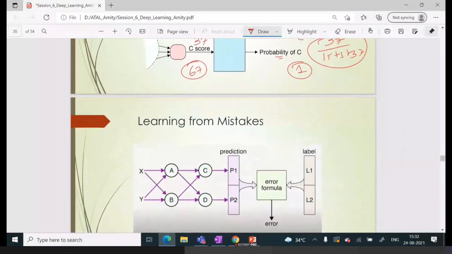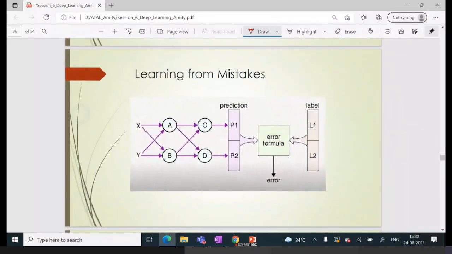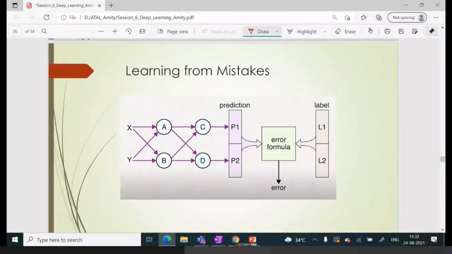Okay. Now, how to learn from mistakes? For example, you are doing predictions, and your prediction values are two only. Let's say value 1 and value 2. Let's say P1 corresponds to dog, and P2 corresponds to cat. And you already have labels, but for a given image, let's say I supply one image of a cat.